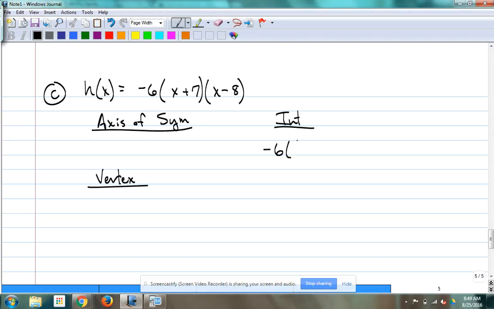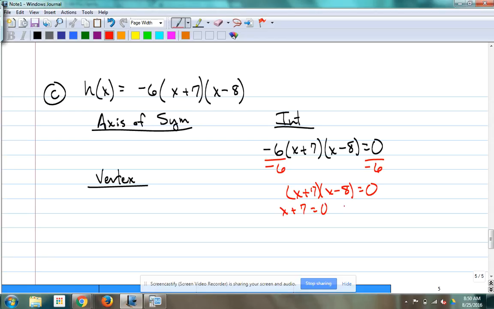So I've got negative 6 times (x plus 7) times (x minus 8) is equal to 0. That's going to get me what kind of intercepts? X-intercepts. So I'm going to solve that. I'm going to divide by negative 6, get rid of it, and now I can set each of those factors equal to 0. Once you've done several of these, you'll be like, oh, I can do that in my head. I know that the answers are x equals negative 7 and x equals 8.